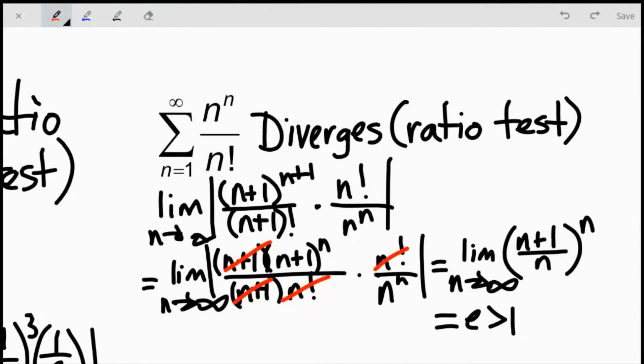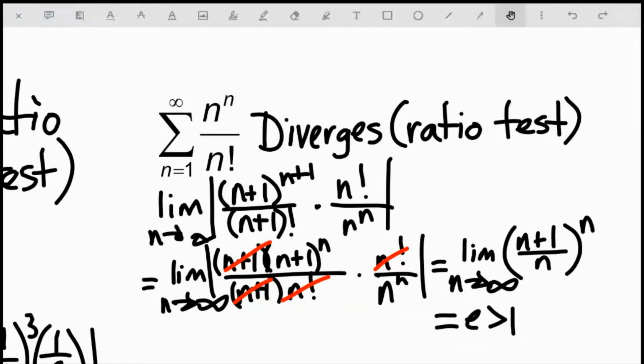Now notice this limit. If you don't recognize that limit, you might have to use L'Hopital's rule there, but a lot of people will recognize that that is actually the definition of e. If you think of that as 1 plus 1 over n to the n power, that actually is equal to e. e is greater than 1. That means this series is going to diverge.